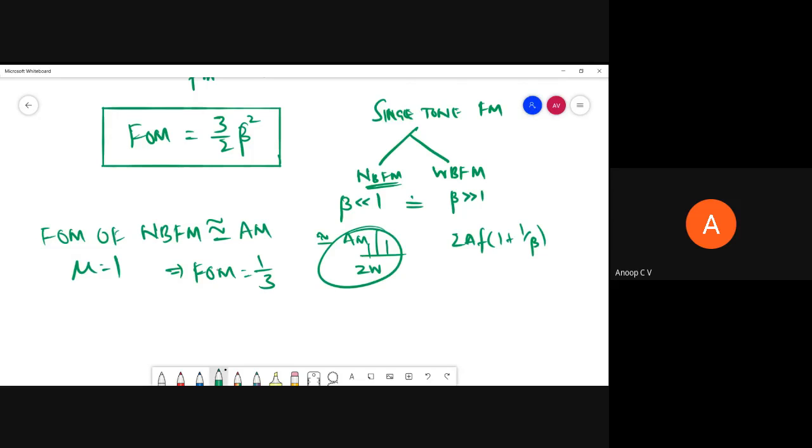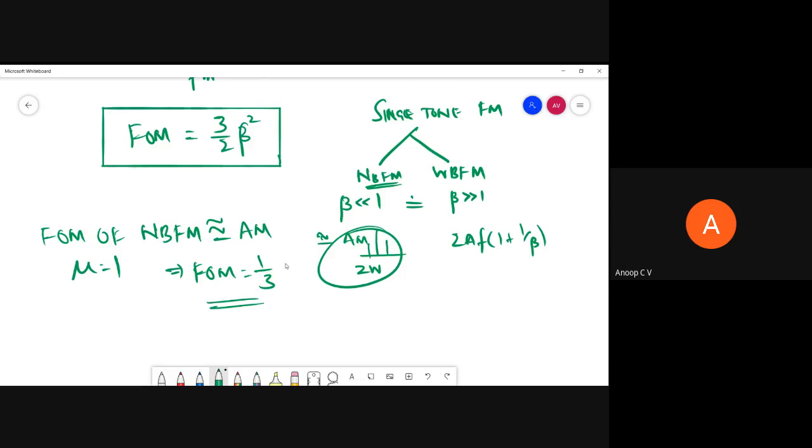The modulation index equal to 1 was the case where we had maximum power efficiency. The power efficiency was 33.33 percent, and the figure of merit we found in previous classes is equal to 1 by 3. So now maybe we can use this result to find an approximate value of beta below which we can call a single tone FM narrowband FM, and above which we can call a single tone FM wideband FM. That is what we are going to do now.